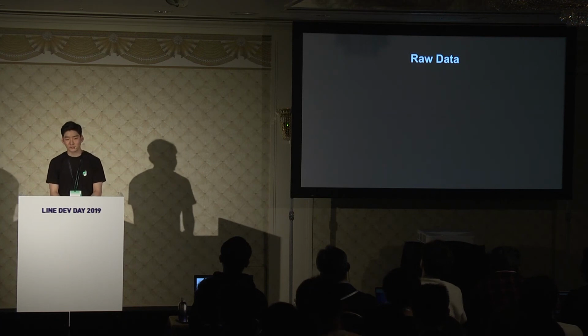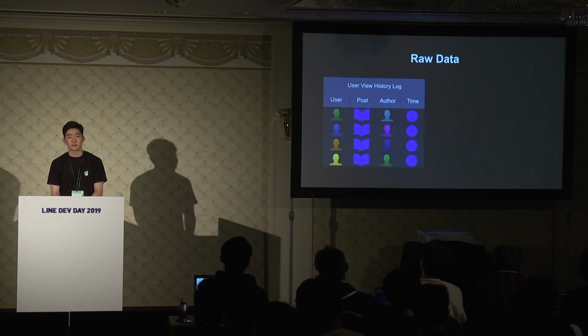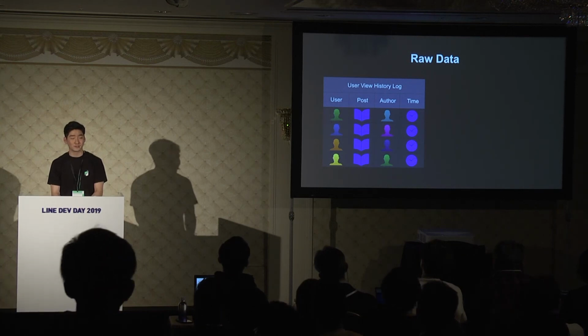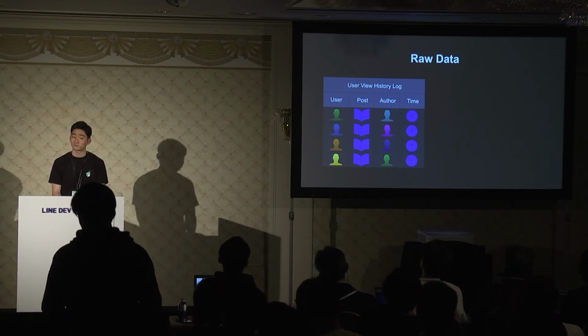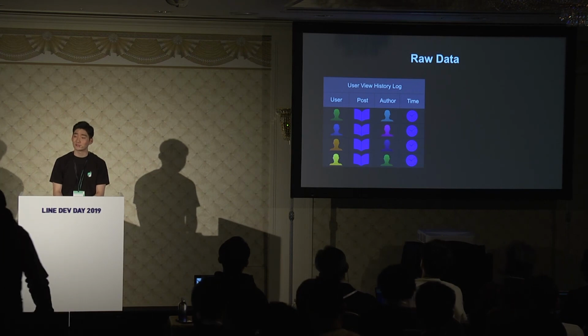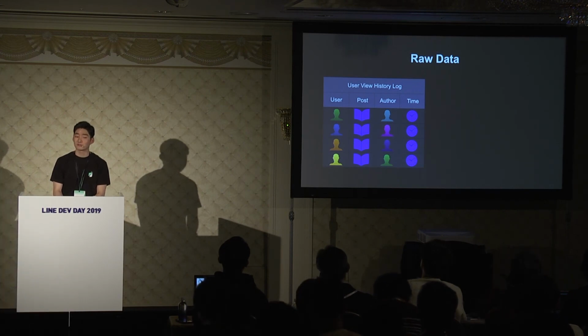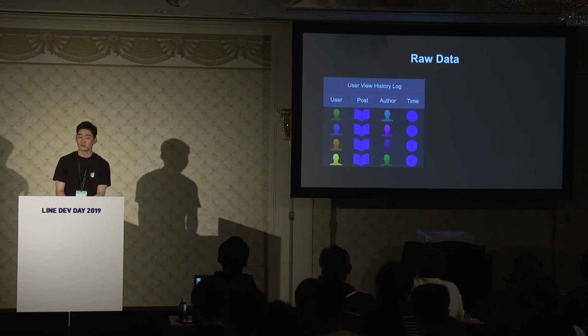Let's take a look at what our raw data looks like. First, we have a user view history log. Simply put, this log is a collection of data on which users viewed which posts at what times. We call these views impressions. We also have a user click history log, which is similar to the view log, except that it has information on which users clicked which posts. Using these two logs, we can create labels of user post interactions.